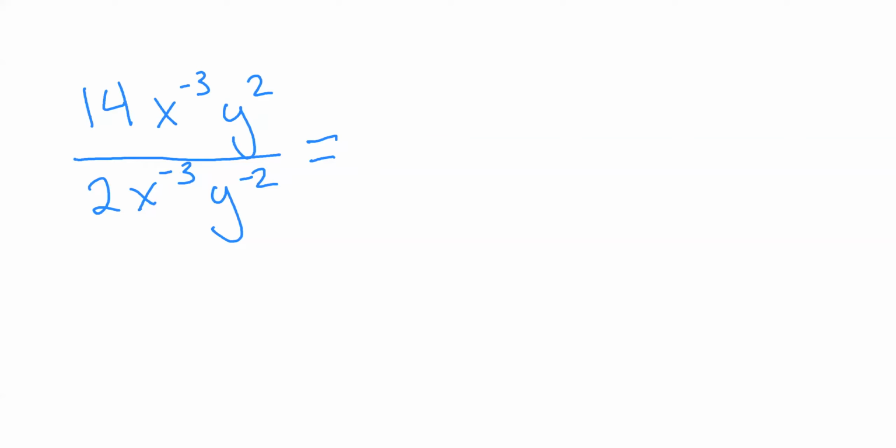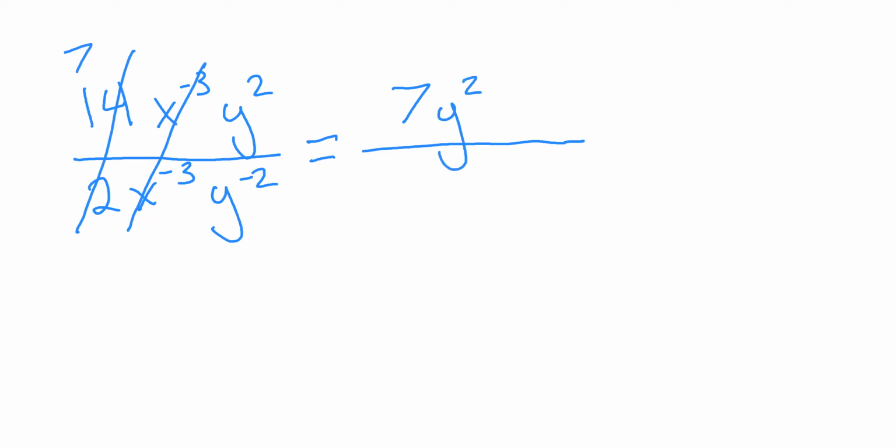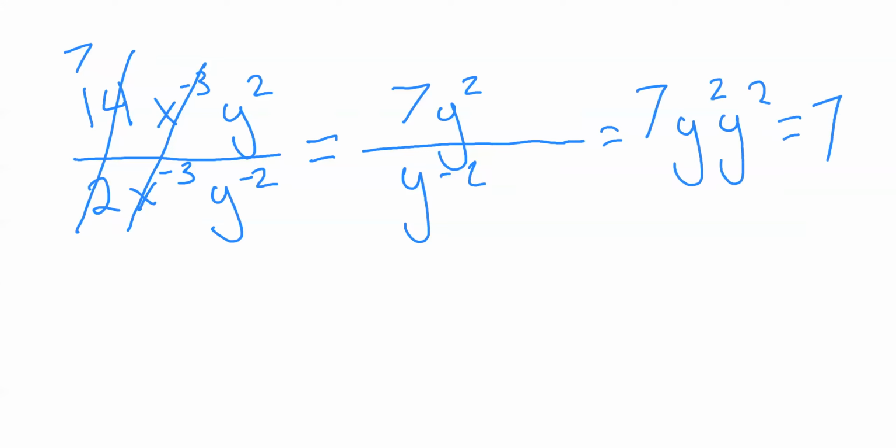So we can also cancel out our 14 divided by 2 is going to simplify to a 7. Our x to the negative 3s are going to cancel out. And then we've got a y squared in the top and a y to the negative 2 in the bottom. Well, this y to the negative 2 can come up to the top and be a y to the positive 2. And since we've got y squared times y squared, that's just going to be 7y to the 4th. And that is our answer for D.